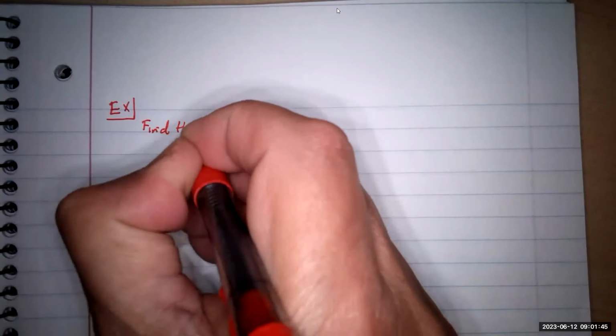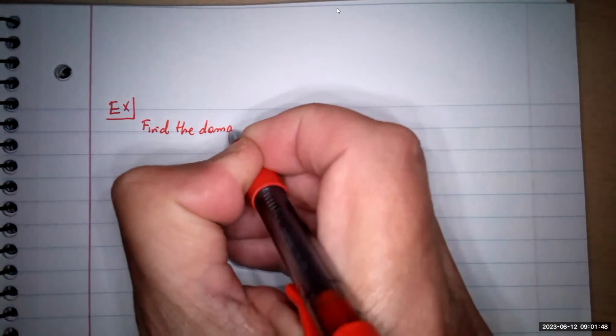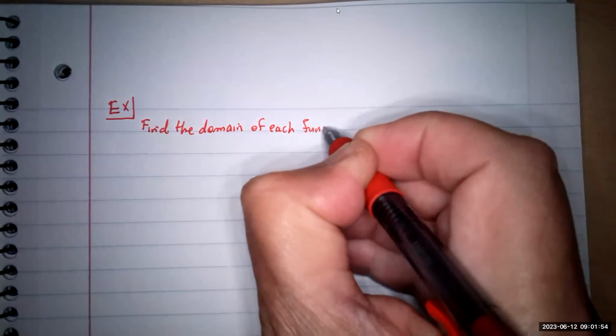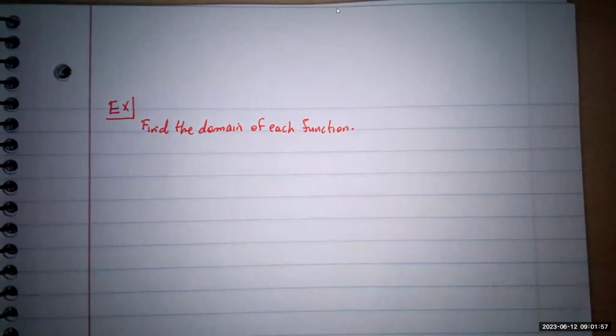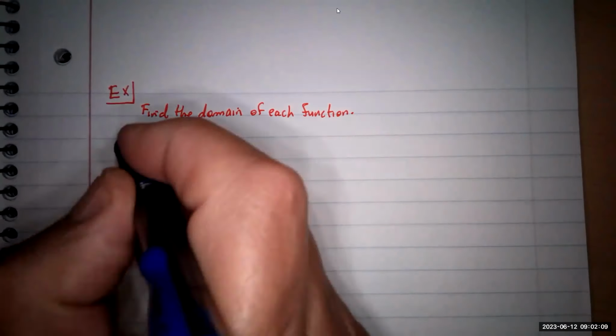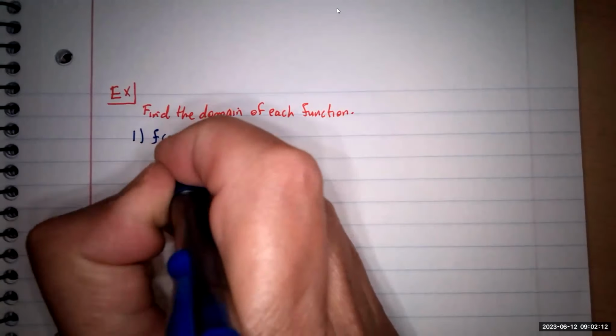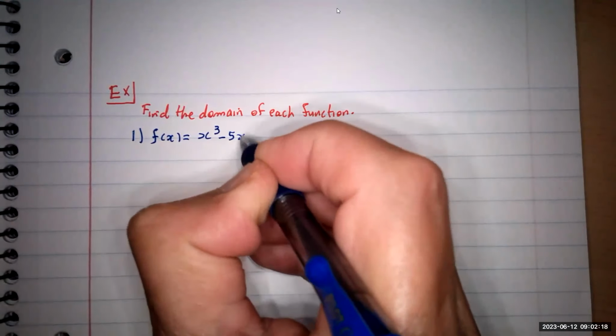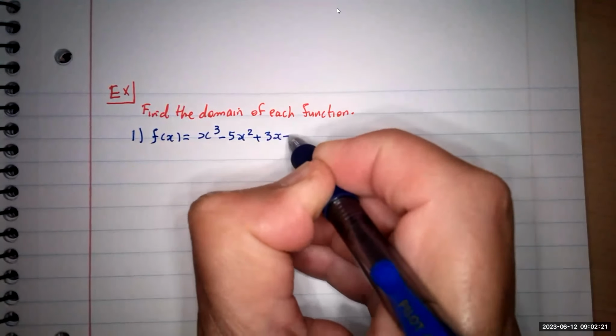So what we would like to do is find the domain of each function. This means what type of x would go through those machines. The domain is an excuse to introduce different functions, to refresh your memory. So the first type of function we're interested in is this one: f of x, for example, is equal to x cubed minus 5x squared plus 3x plus 1.